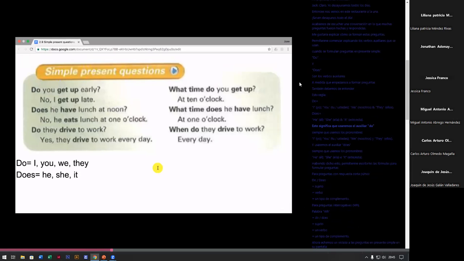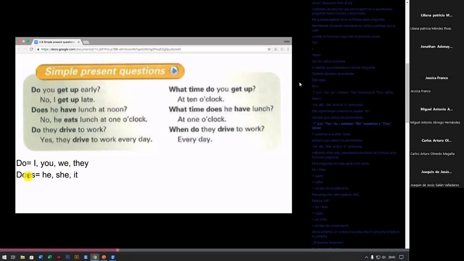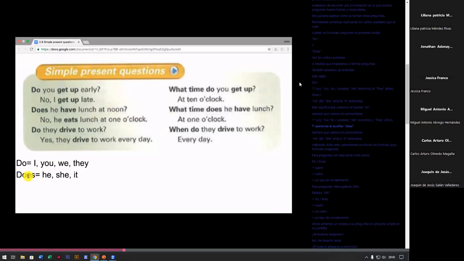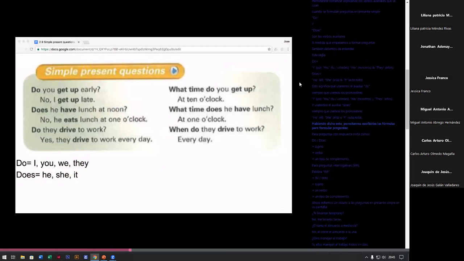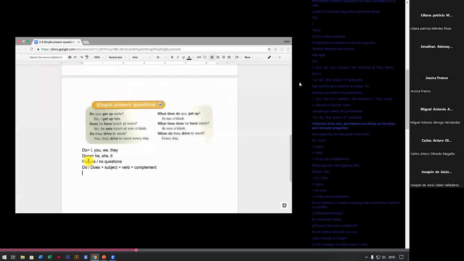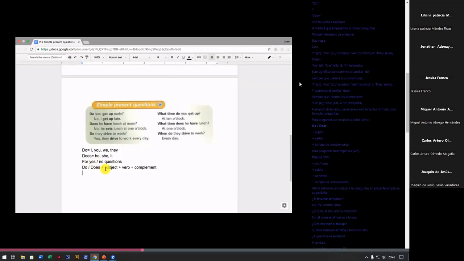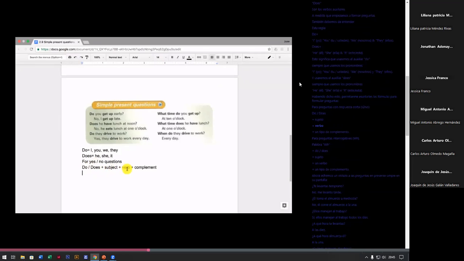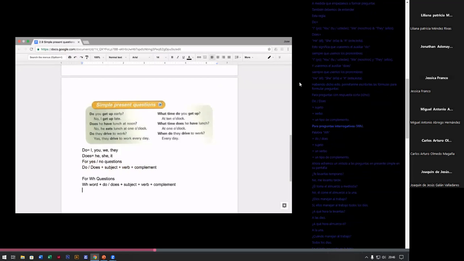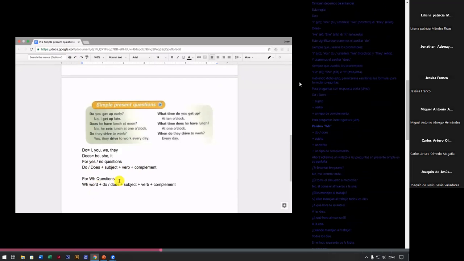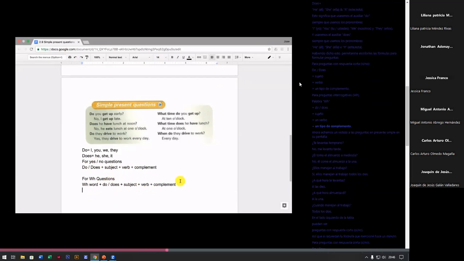This means that we will use the auxiliary do whenever we use the pronouns I, you, we, and they. And we will use the auxiliary does whenever we use the pronouns he, she, and it. Having said this, let me write the formulas to form questions. For yes or no questions, do or does plus subject plus the verb plus some kind of complement. For WH questions, WH word plus do or does plus a subject plus a verb plus some kind of complement.